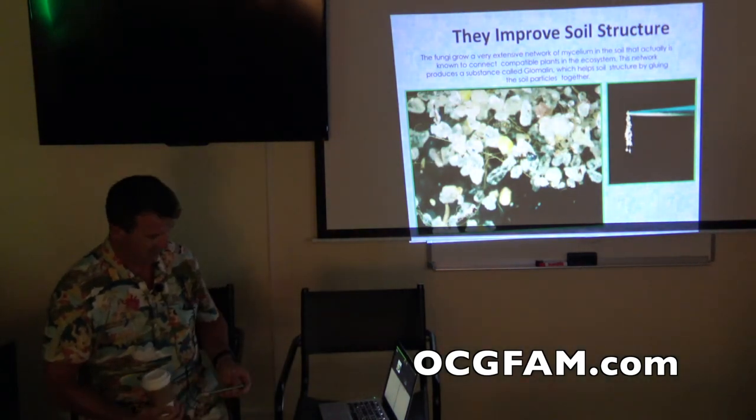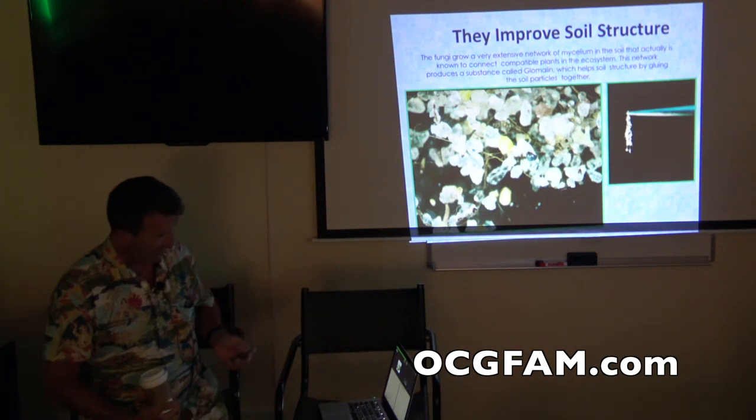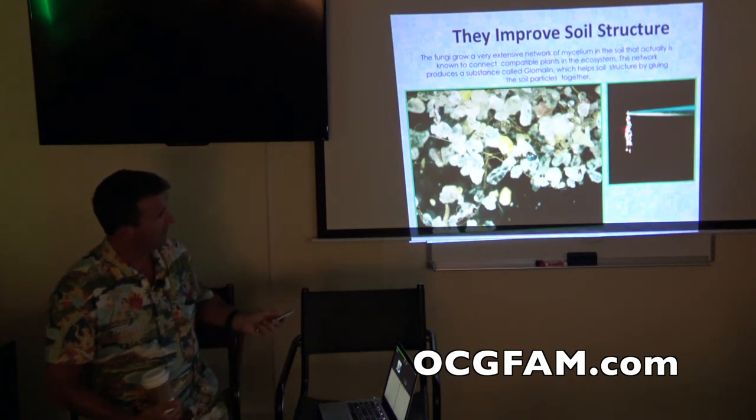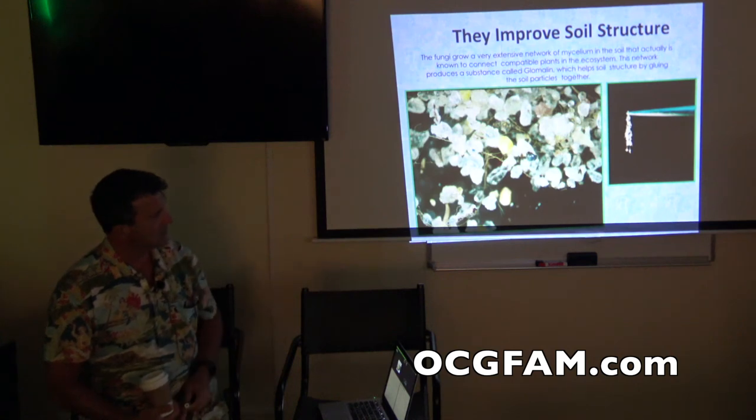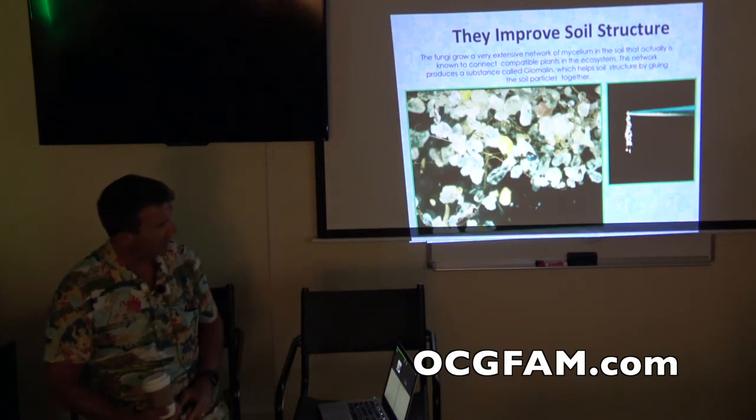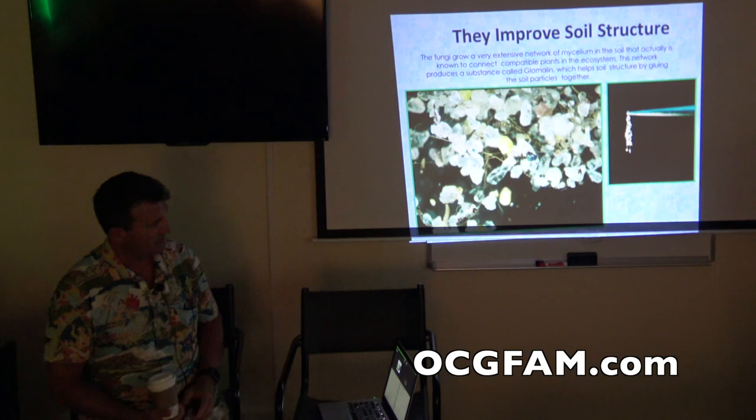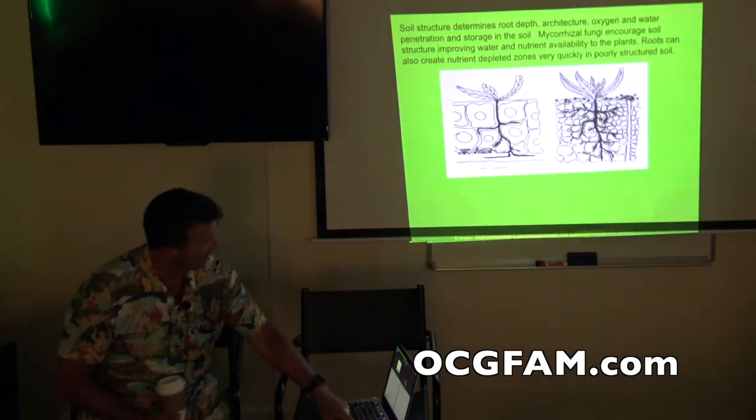This is actually a great photograph because it shows the sticky nature of the mycorrhizal. See, here's the mycorrhizal threads. You see how the sand grains are stuck to the mycorrhizal thin threads? And that's this glycoprotein. It's called glomalin. And it's a sticky substance that glues soil together.